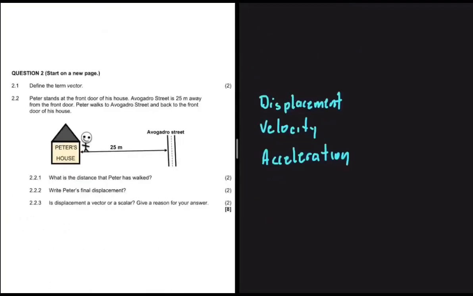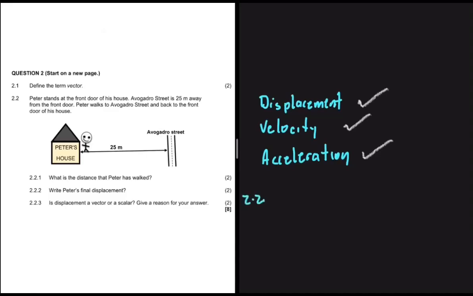A vector is a physical quantity that has both a magnitude and a direction. A good example of a vector is displacement, velocity, and acceleration. On the other hand, we have a scalar. A scalar is a physical quantity that has only magnitude. An example of a scalar is mass, time, distance, and speed.